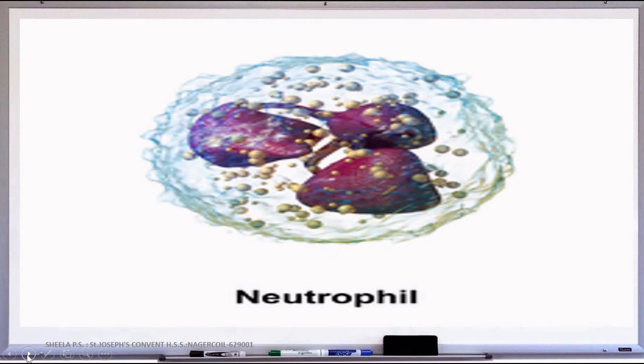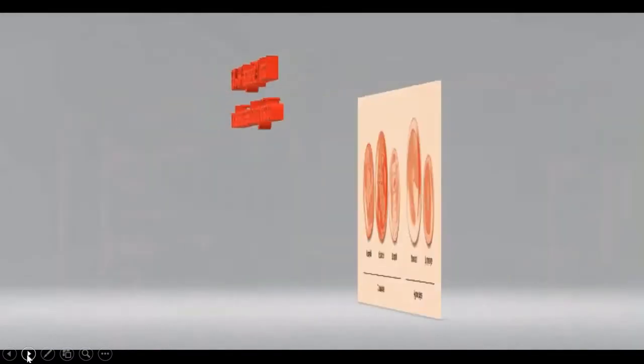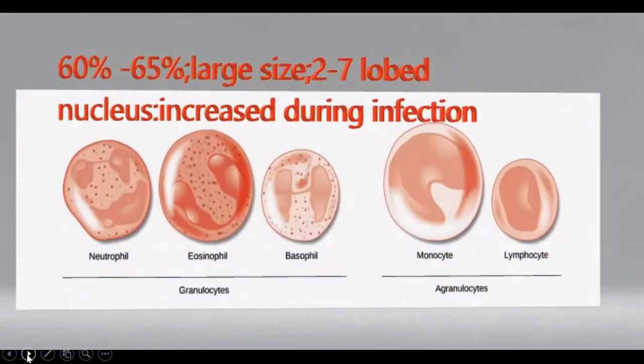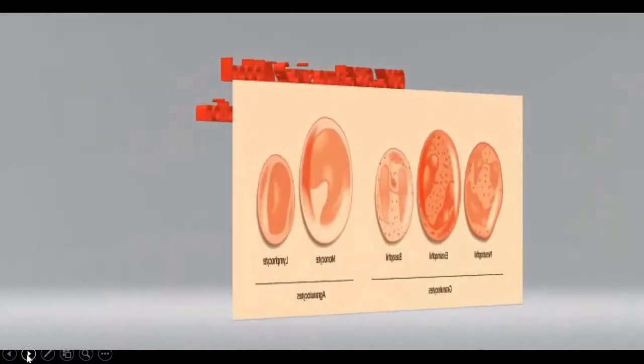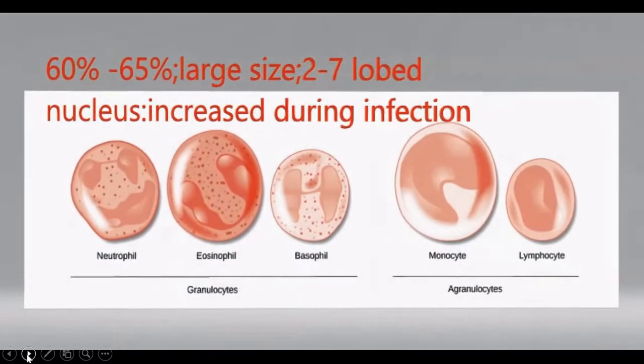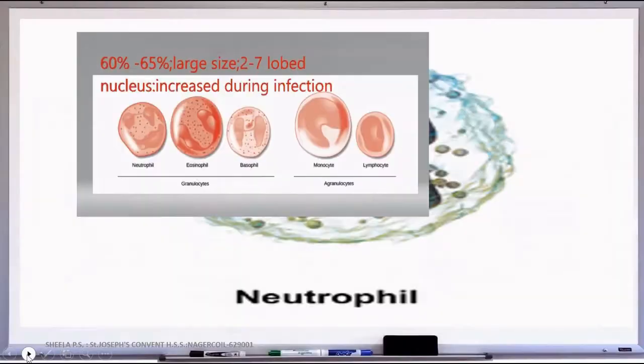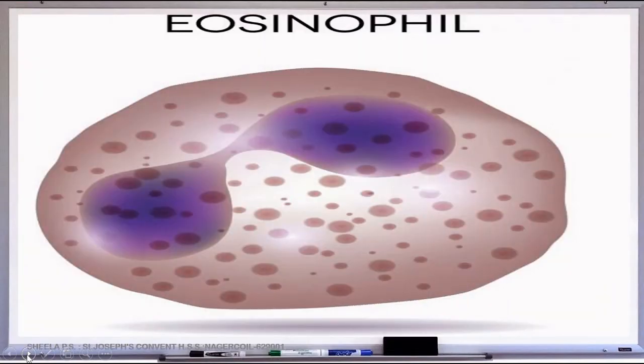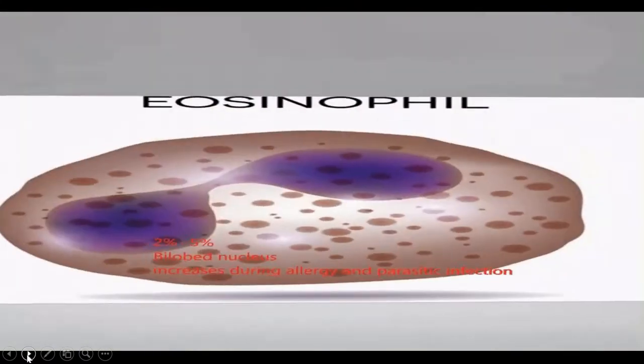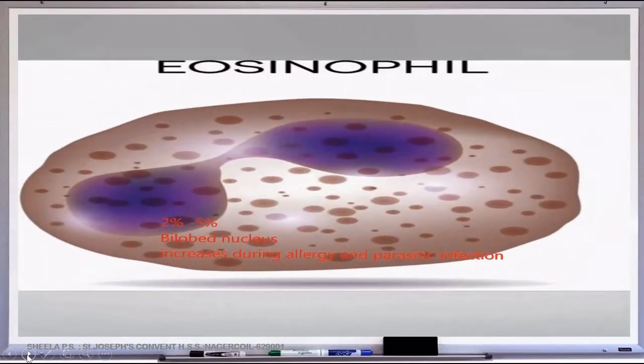Neutrophil is a leukocyte which contains granules, so it can be called a granulocyte leukocyte. 60-65% of the total leukocytes are neutrophils. They are large in size and have a 2 to 7 lobed nucleus. The number increases during infection and inflammation. Next is eosinophil. It's also a granulocyte leukocyte. 2 to 3% of total leukocytes are eosinophils. It has a bilobed nucleus and it increases in number during allergy and parasitic infection.